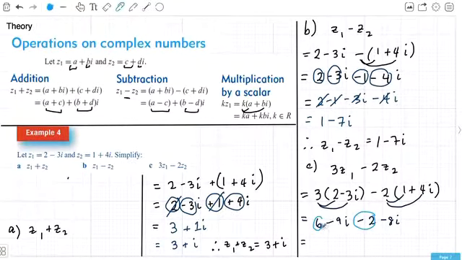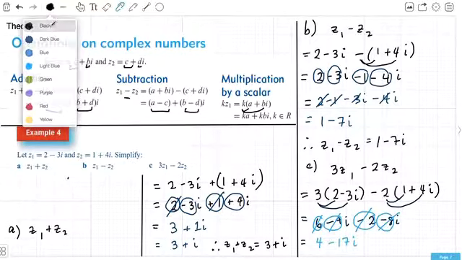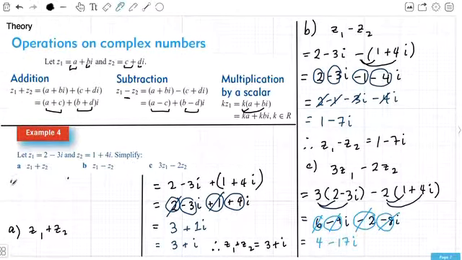There are our real parts, so 6 minus 2 is 4. And our imaginary parts, we've got negative 9 minus 8. So negative 9 minus 8 is going to be minus 17i, because they're our imaginary parts. So to finish that part off, I just write that down again. So therefore, 3z1 minus 2z2 equals 4 minus 17i.